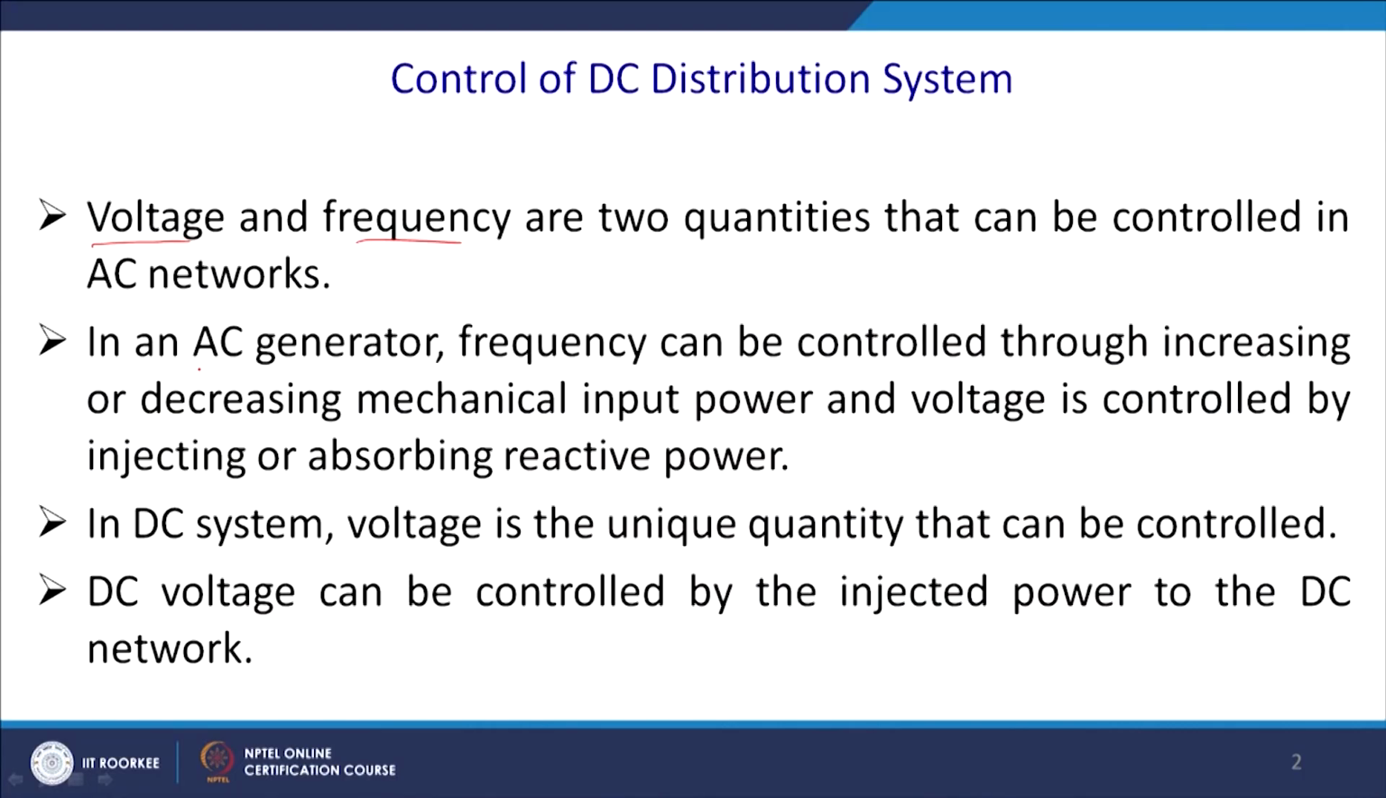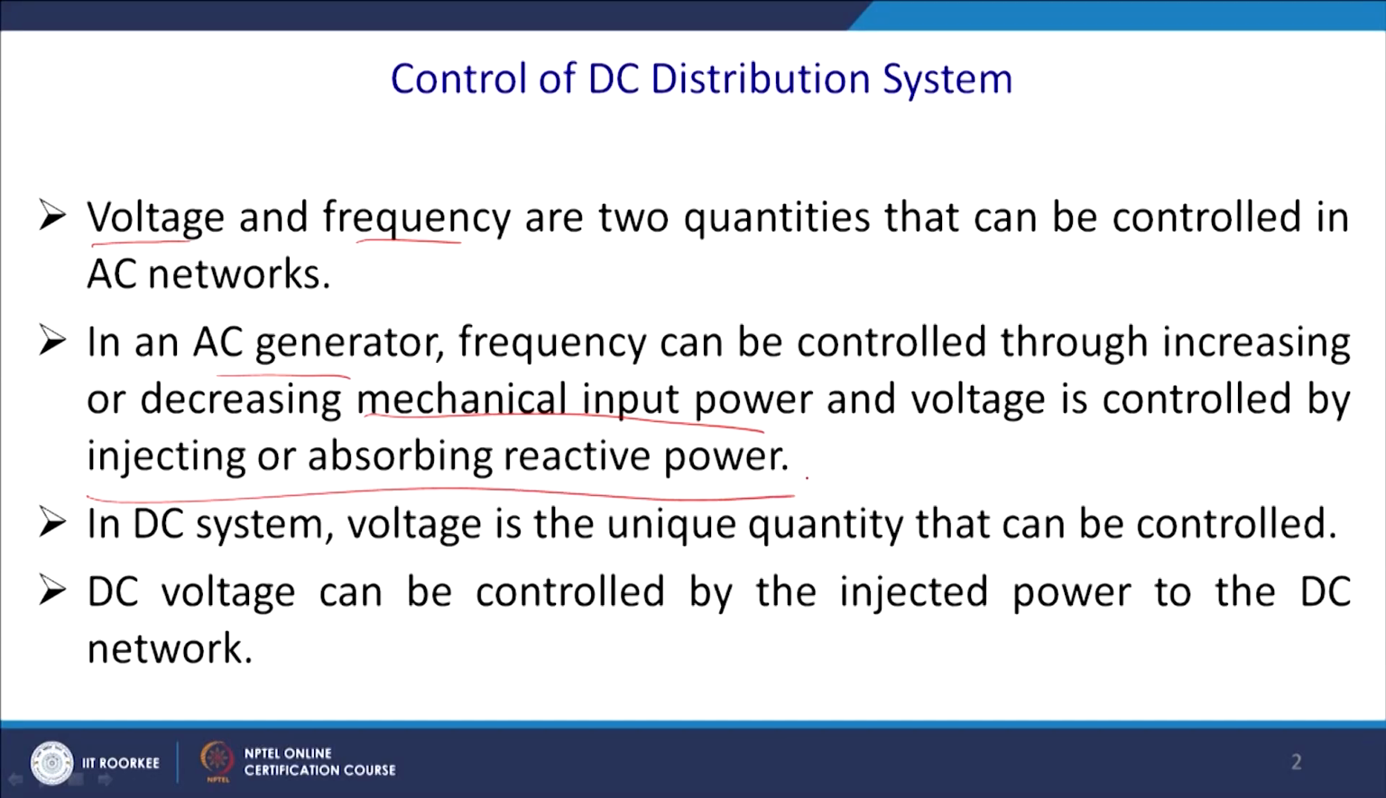In an AC generator, frequency can be controlled by increasing or decreasing the mechanical input power. That is easily possible, because once you want to increase the real power, you have to increase the mechanical input. Once you want to control Q, you change the excitation. So by changing the excitation you control the voltage, and by changing the mechanical input you control the frequency, which is reflected in the change in the real power.